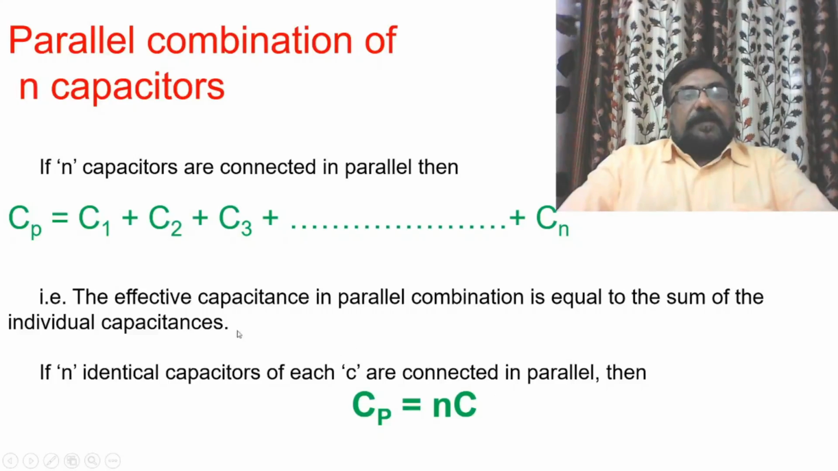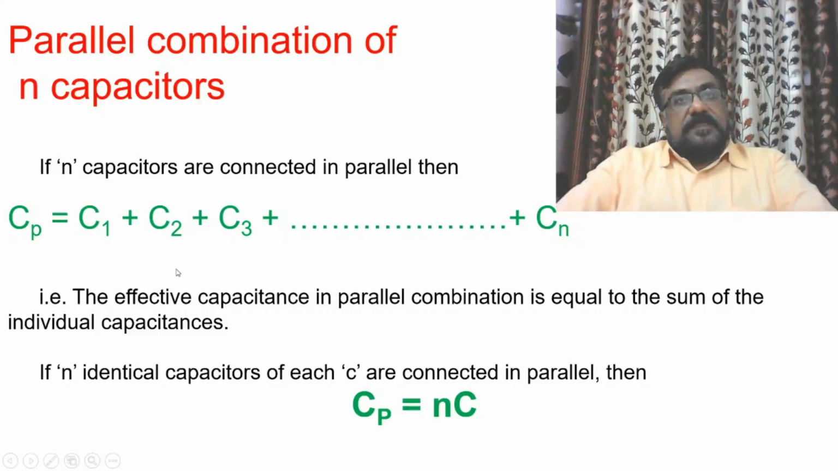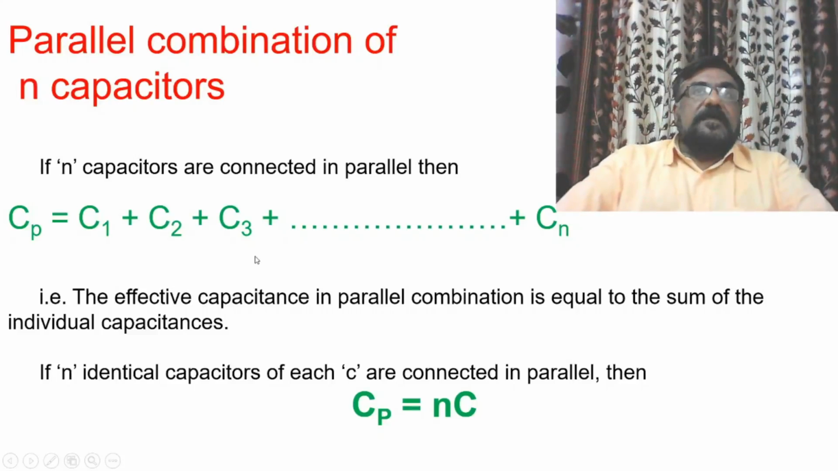So the effective capacitance in parallel combination will be higher than the capacitance of all the individual capacitors. But in series combination, the effective capacitance will be less than the individual capacitors. We have to consider the minimum component capacitor, not its capacitance. The effective capacitance will be less than the least capacitor which was used in the circuit.